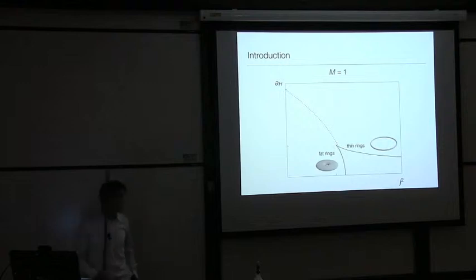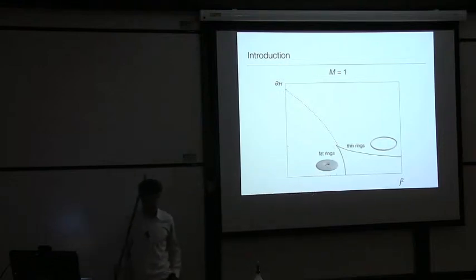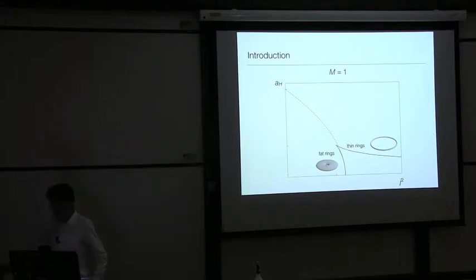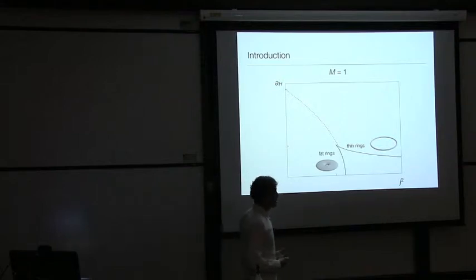So it could well be that in this new phase, they're all unstable. But like I said, this is an open problem, and it's not the subject of this talk. So the thin ring seems to have higher entropy than the corresponding black hole. Yes, that's right.